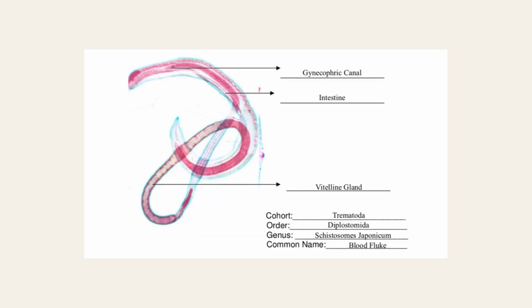The next specimen of phylum Platyhelminthes is Schistosoma japonicum, which is under the cohort Trematoda and under the order Diplostomida. It is also known as blood fluke. For this specimen, you can see its gynecophoric canal, which is a pair of folds. You can also see its intestine and its vitelline gland.